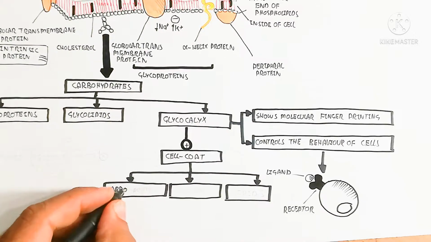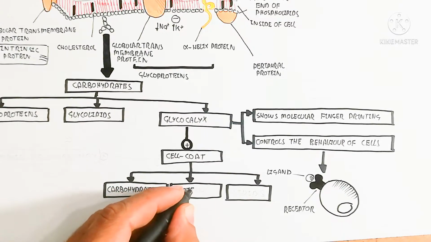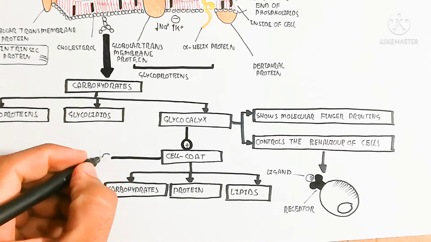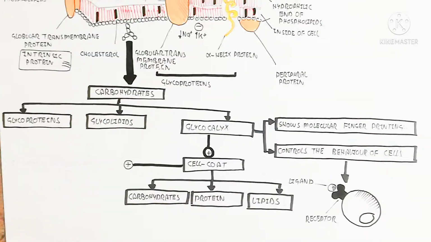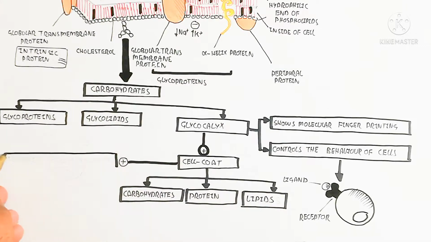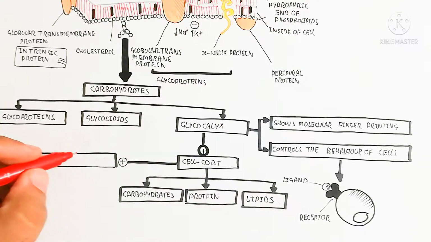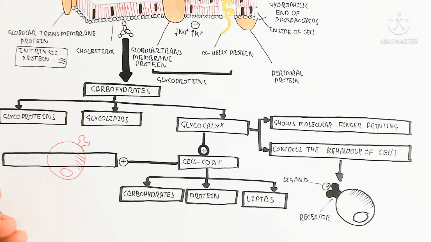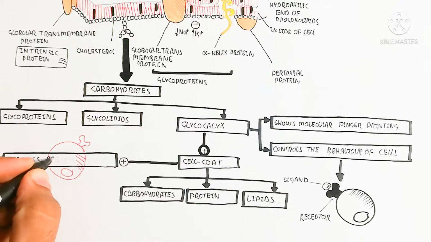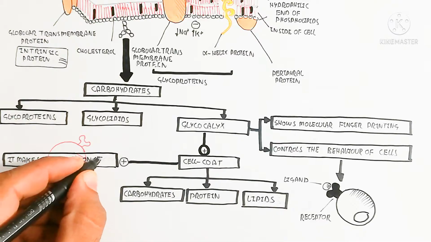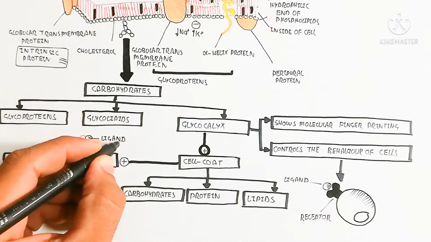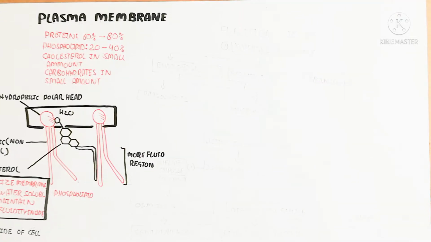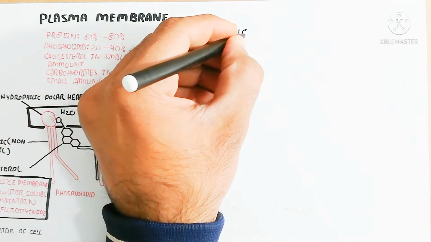And here is the cell coat. The cell coat contains carbohydrates, proteins and lipids. The cell coat increases and makes the receptors on the cell. It also contains ligand binding receptors, for example for epinephrine, glucagon, insulin, etc., which give the response of the cell in different tissues and organs of the human body.